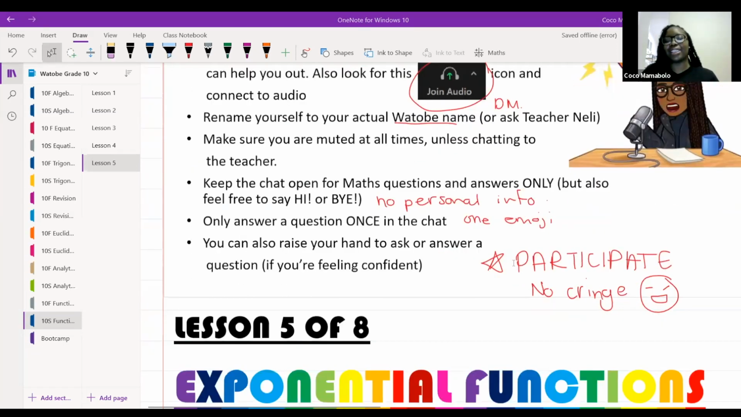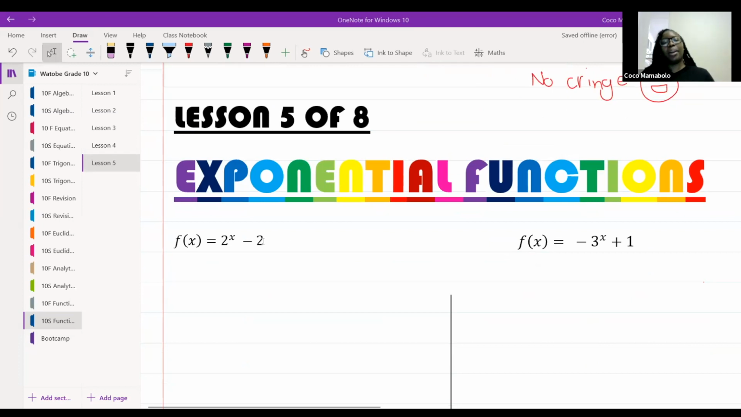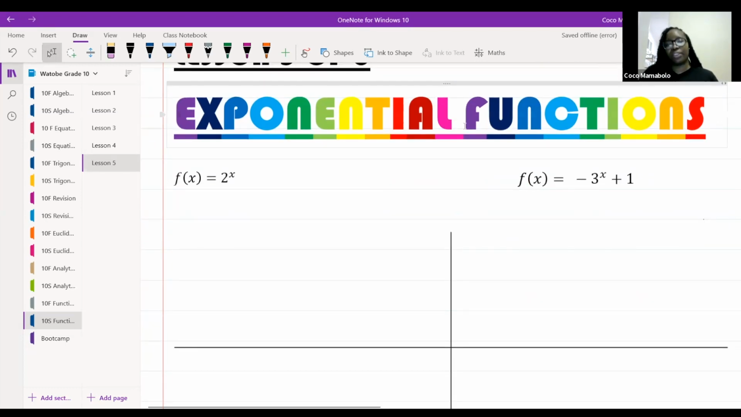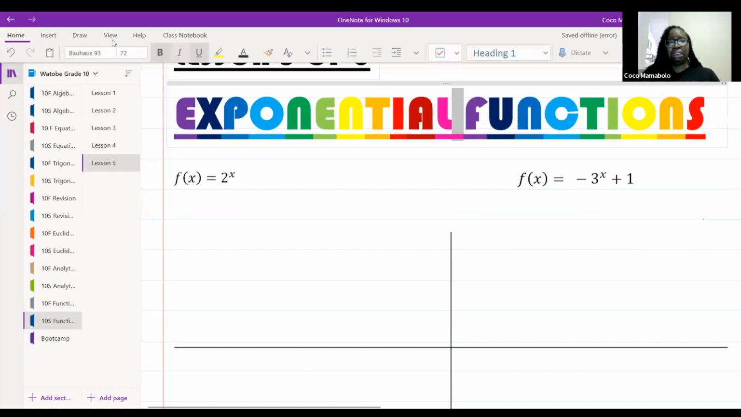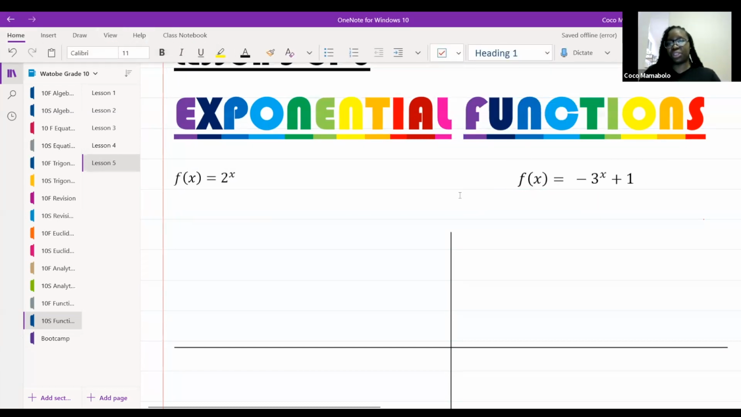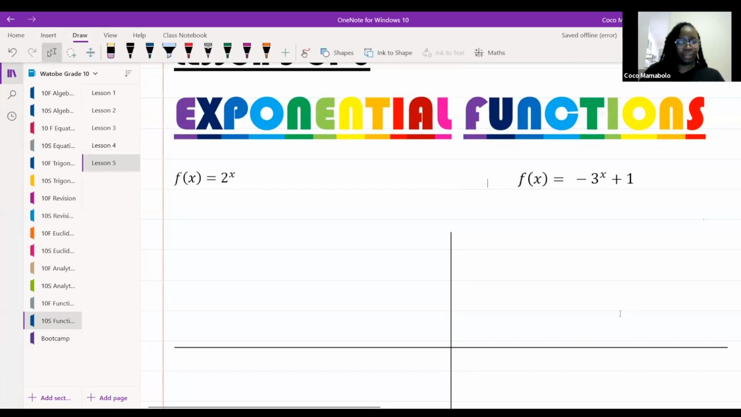We're going to be looking at exponential functions. But after we look at exponential functions, we're also going to be doing an introduction to trig functions, not trig equations, trig functions. Trig equations are grade 11 and they're very difficult. So we're only going to get to them in grade 11.